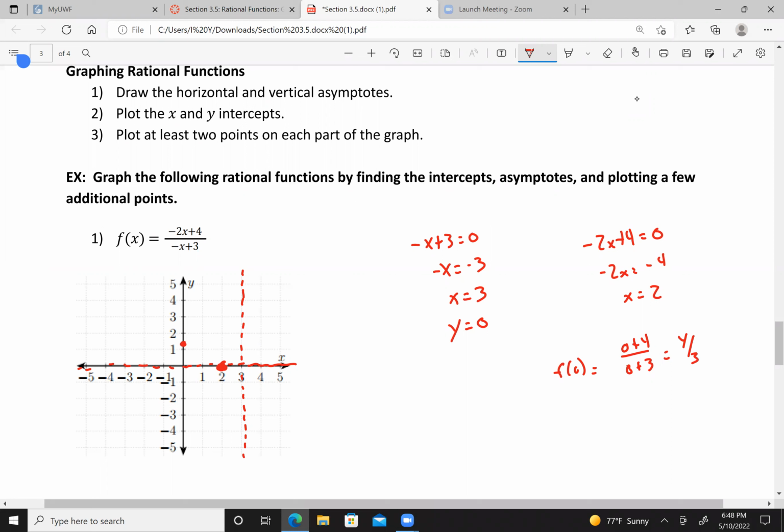So I have 2 points on this side. What's going to happen here? It's probably going to go something like this, and continue like that. Okay?